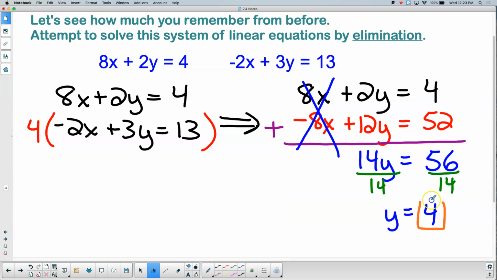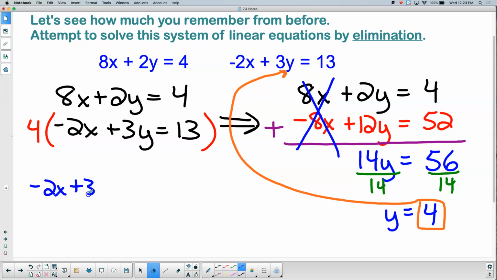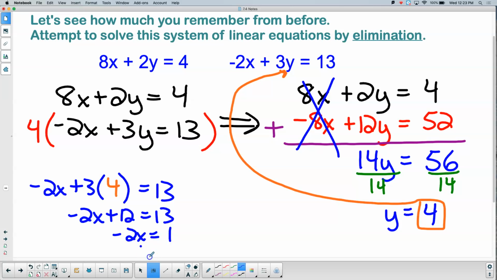So this 4 is going in there. So then that gets me negative 2x plus 3 times 4 equals 13. 3 times 4, 12. Negative 2x plus 12 equals 13. Negative 2x equals 1. x equals negative 1/2.